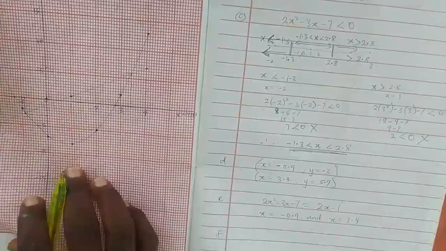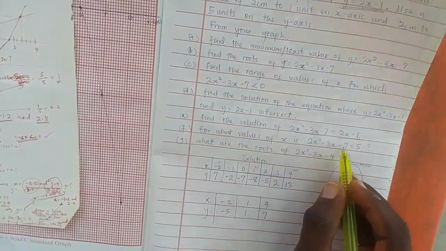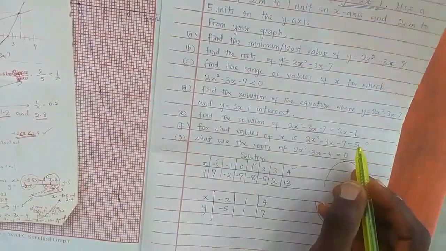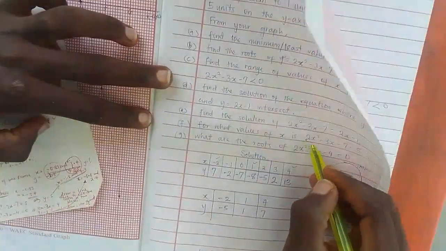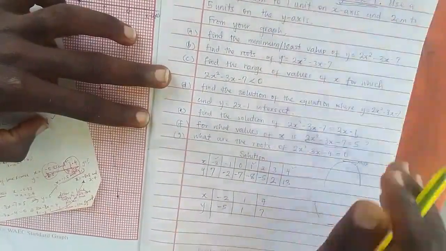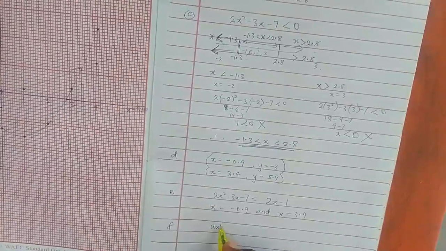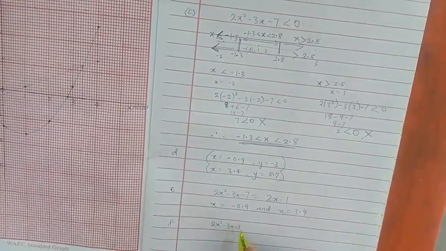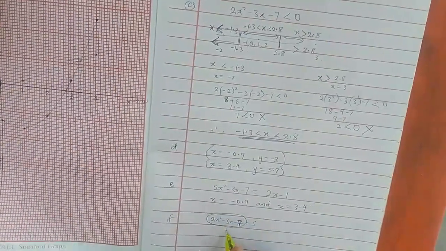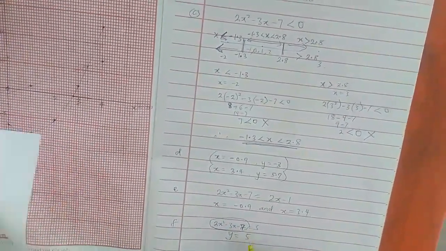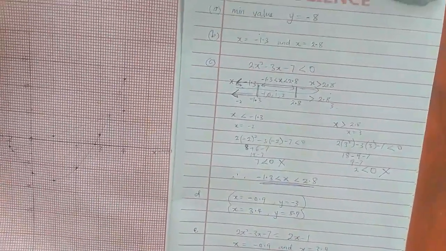Then f. For what values of x is 2x squared minus 3x minus 7 equals 5? If you look at this, it looks like the equation that we have up there. So we have 2x squared minus 3x minus 7 equals 5. All this place is y equals 5. All these things are the original equation that we have in the curve.